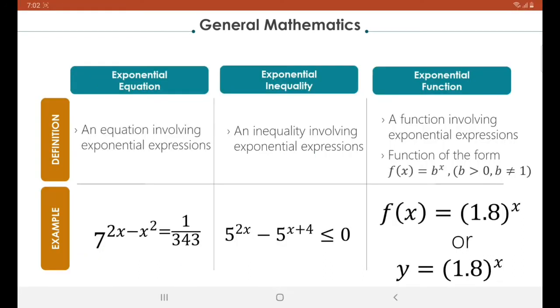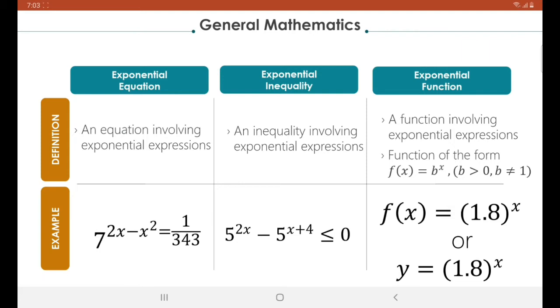Let us proceed with distinguishing the exponential expressions. So, we have here the definitions of exponential equation, exponential inequality, and exponential function. So, again, if we have an exponential equation, that is an equation that involves exponential expression. So, ang tatandaan yung mga anak, pag it involves exponential expression, this time, yung exponents natin ay with variables, okay? So, ang base naman natin dito sa exponential expressions ay integers.